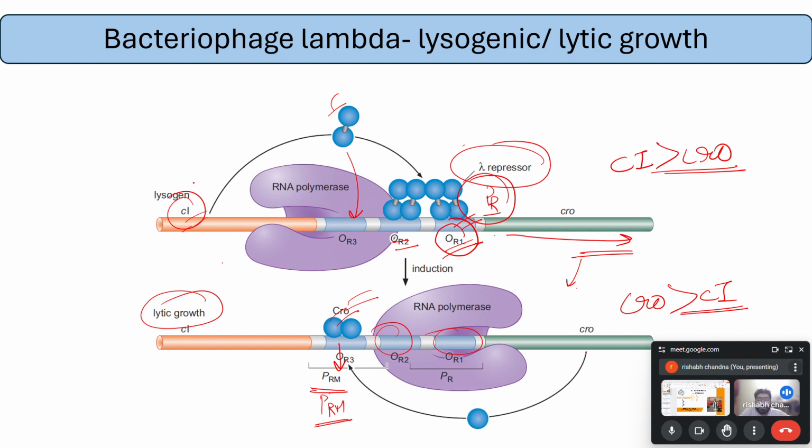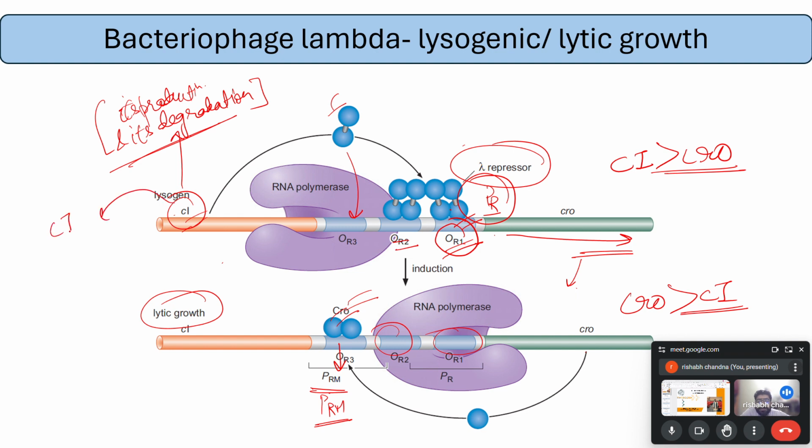One thing to note is that C1 helps in its own production as well as its degradation. What will happen if C1 is present in larger amounts in the bacteria? It will inhibit its own production using OR3, because OR3 controls the PRM promoter. It will bind to OR3 such that it will not be able to produce itself in higher concentration.